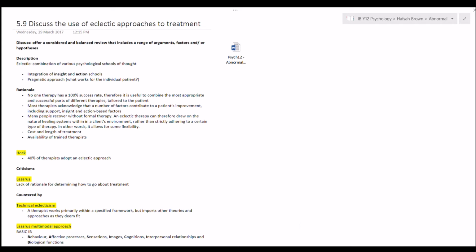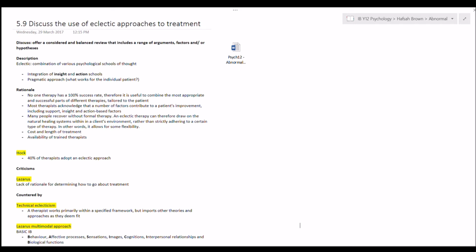So what's good about an eclectic approach? The rationale for eclectic approaches is that we know that no one therapy has a 100% success rate. Therefore, no one therapy is necessarily superior over another, and it is often useful to combine the most appropriate and successful parts of different therapies tailored to the patient.